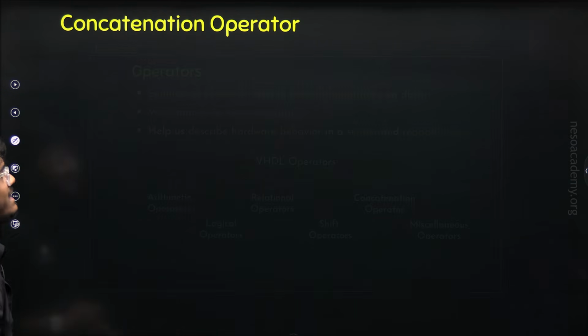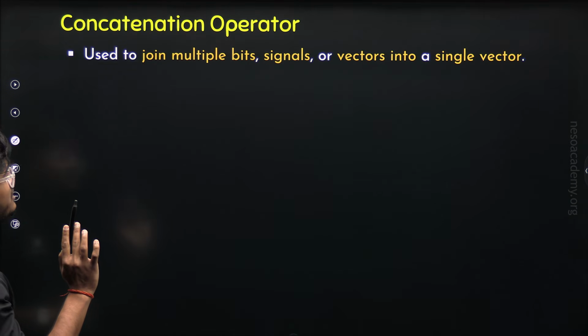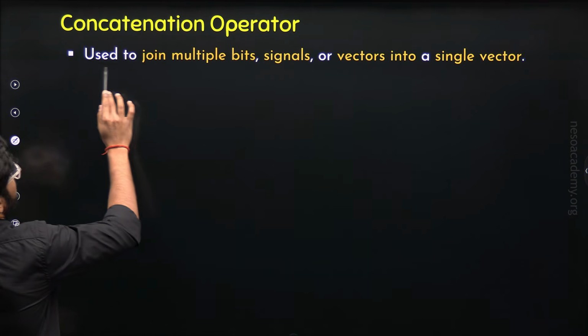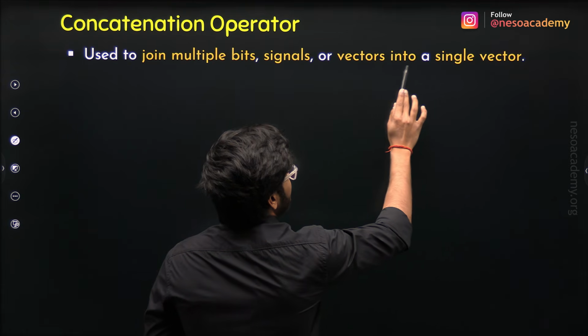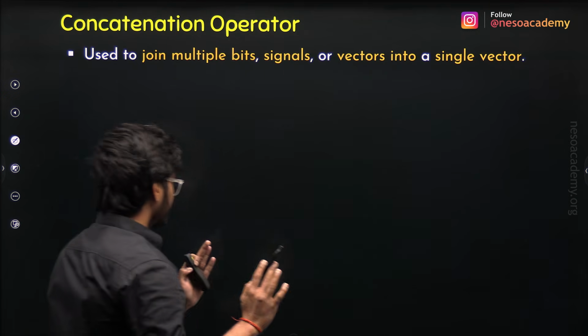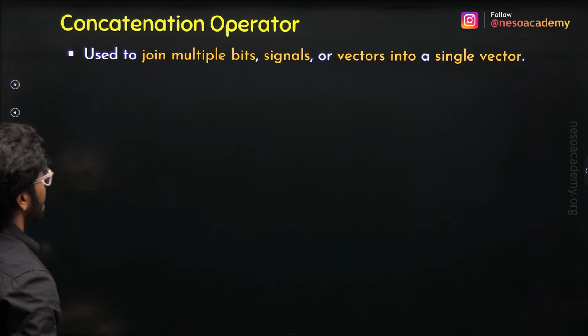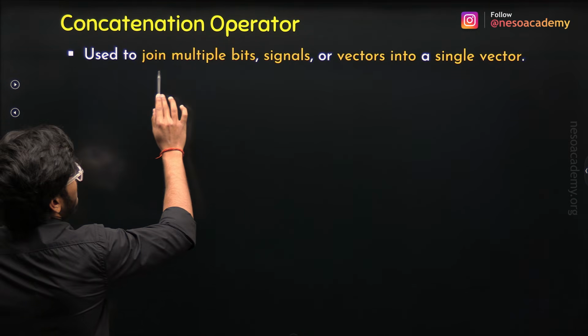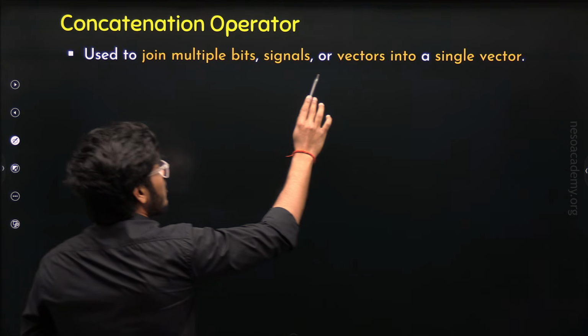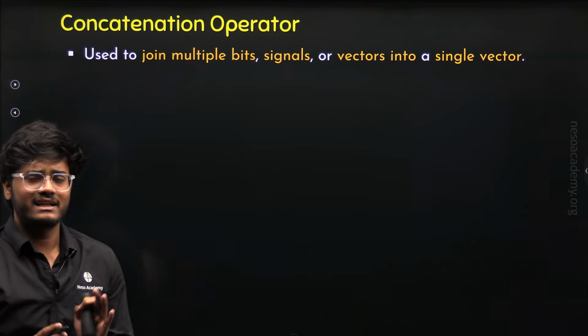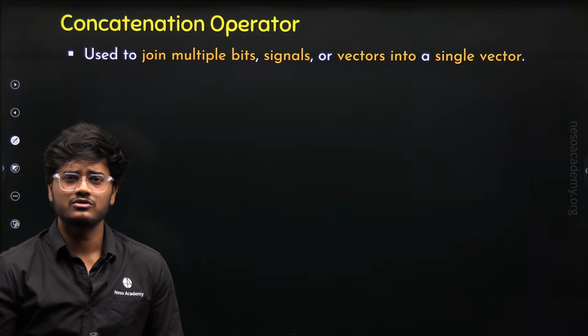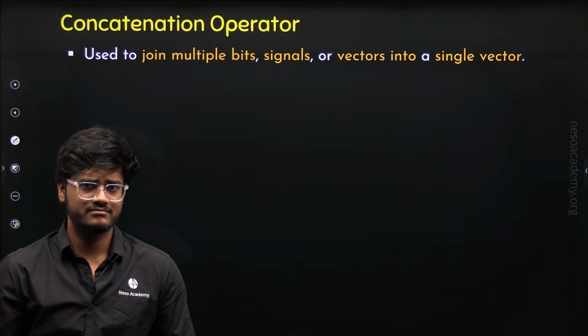Now, what is concatenation operator? Concatenation operator is used to join multiple bits, signals, or vectors into a single vector. That is, concatenation operator is used to merge multiple bits, signals, or vectors into a single vector. In simple terms, concatenation operator is used to join multiple binary bits.